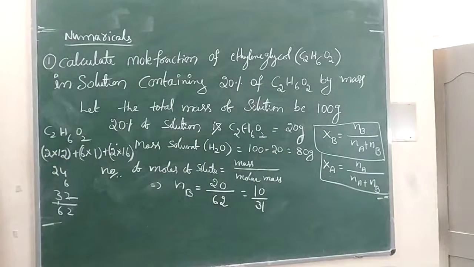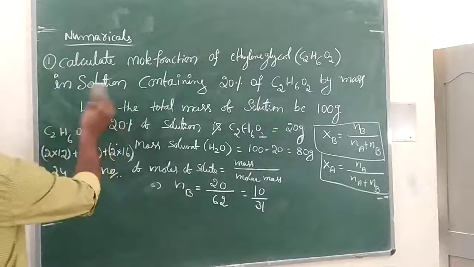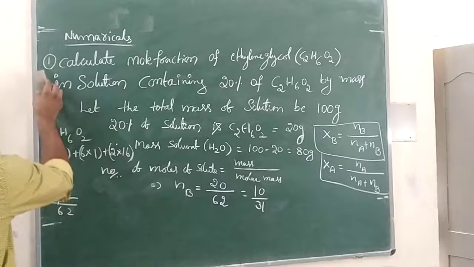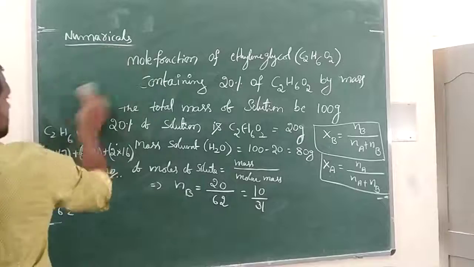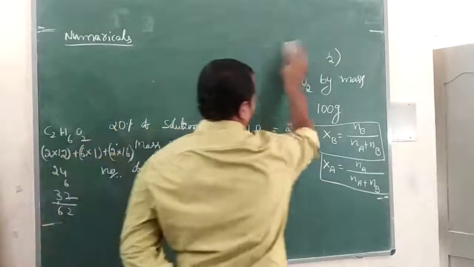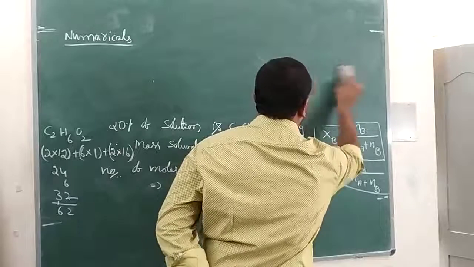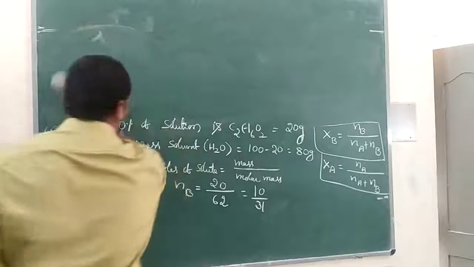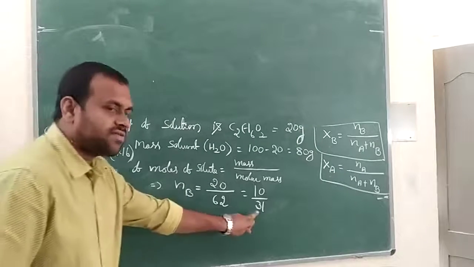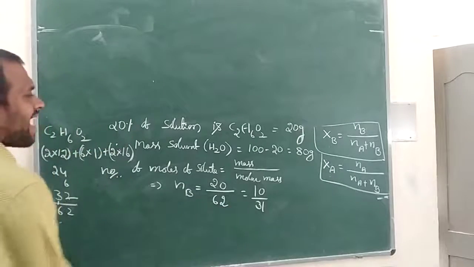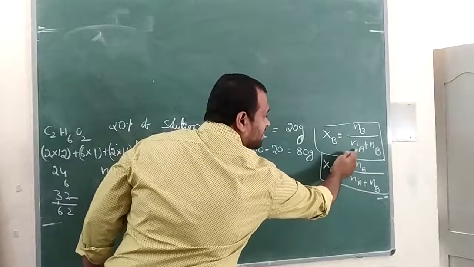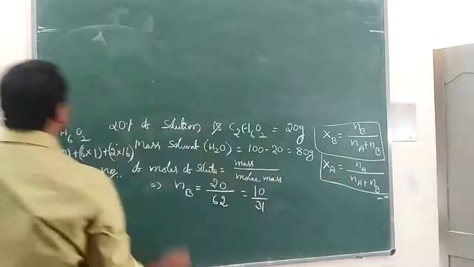Okay. So you see, I am erasing only the problem. Hope you have written the problem earlier itself. We got the number of moles of solute. Similarly, we have to find the number of moles of solvent. Why? Because in the formula we have the number of moles of solvent.